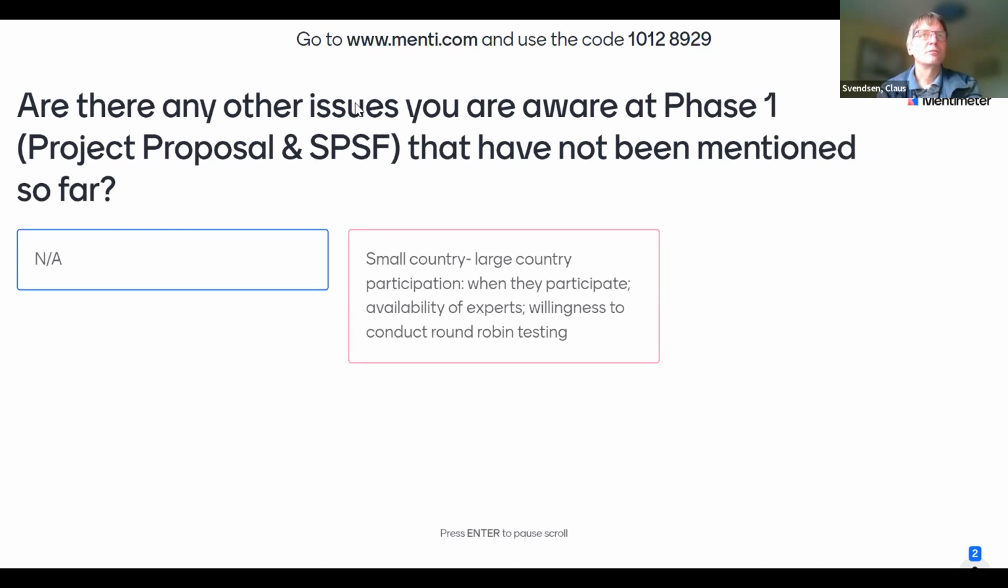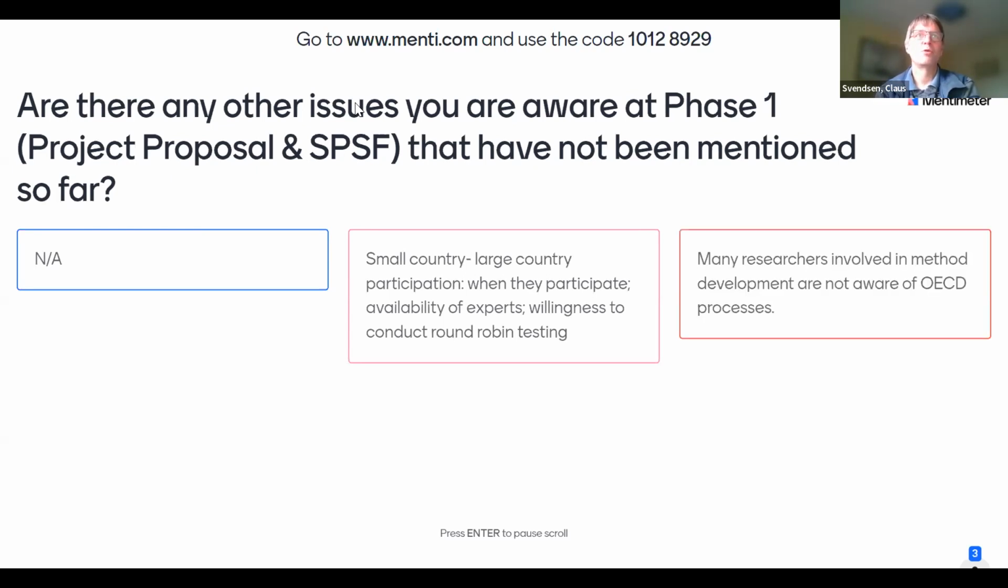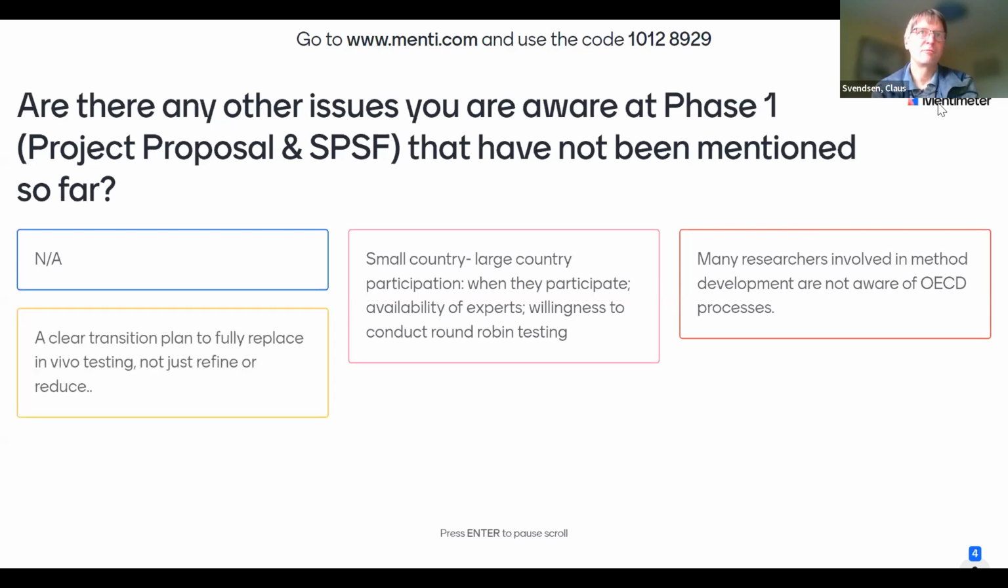Small country, large country participation, when they participate, conduct, yeah, so the conducting of the round robin is tricky because that takes lots of lab time and resources. Things like availability of experts, I think, is maybe more organization bound, and also most of the expert volunteering I've done myself, at least, has been through funded EU projects where I've been asked to do it and had the resources to do it, but that's not quite enough for the round robin test. So those, I think, need resourcing.